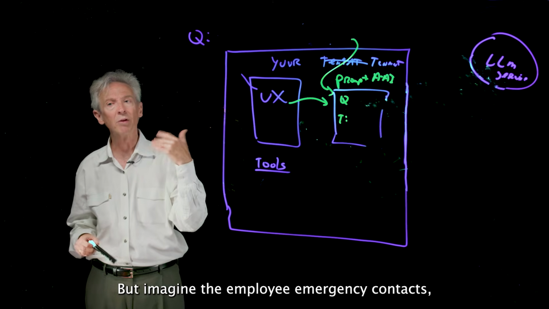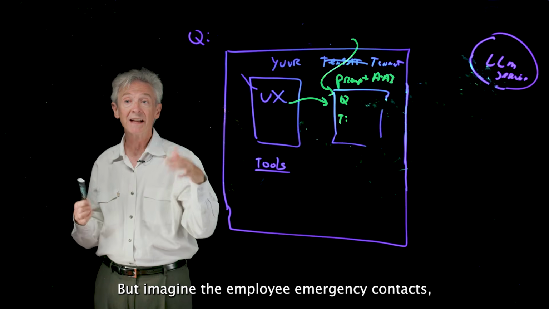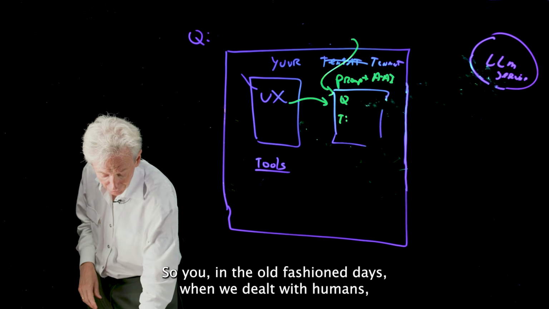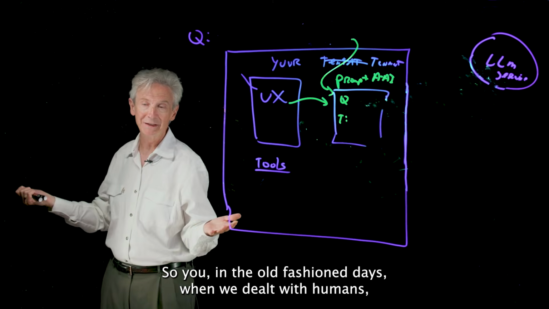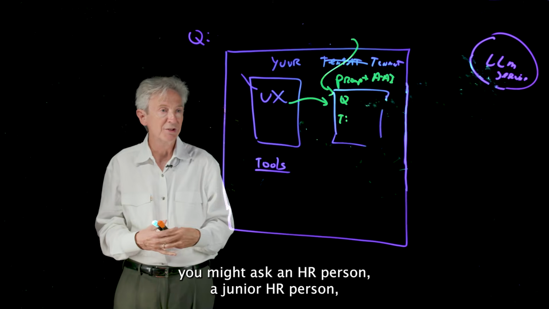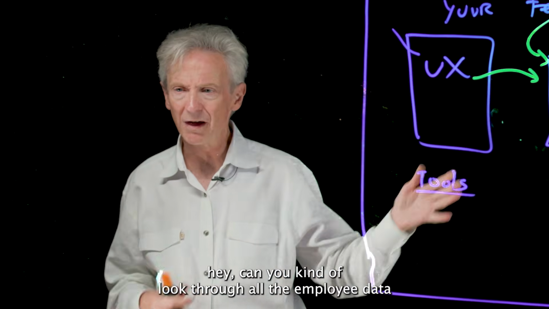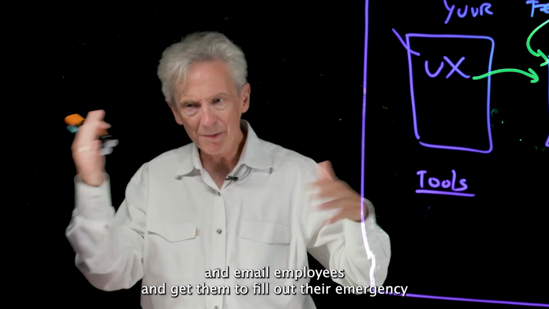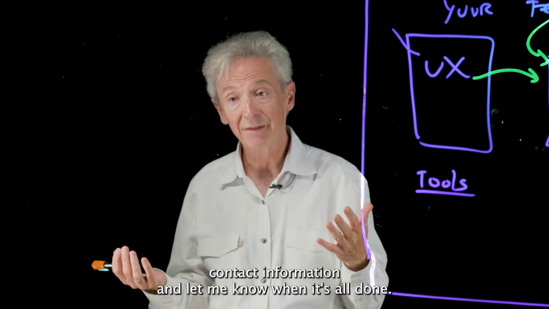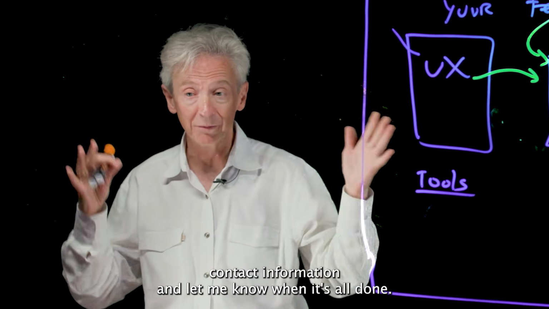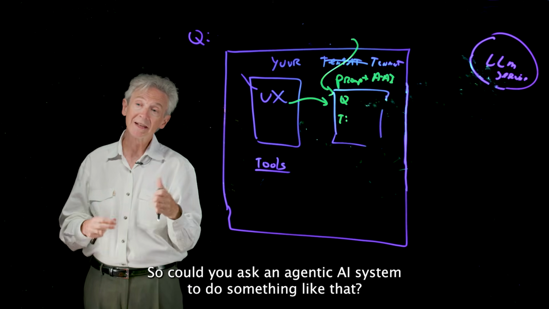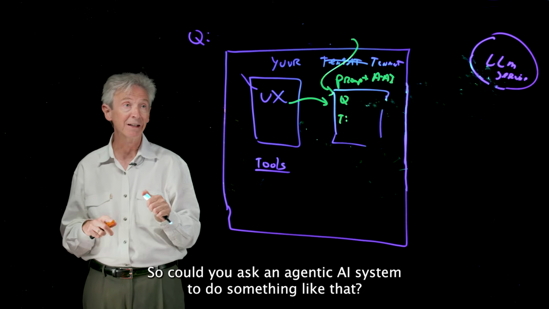But imagine the employee emergency contacts, an important thing that you'd like every employee to have. In the old-fashioned days when we dealt with humans, you might ask a junior HR person, hey, can you look through all the employee data and email employees and get them to fill out their emergency contact information, and let me know when we have emergency contact for all of our employees. So could you ask an Agentic AI system to do something like that?